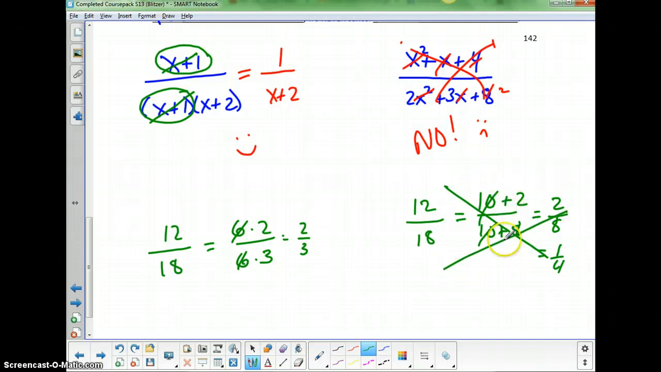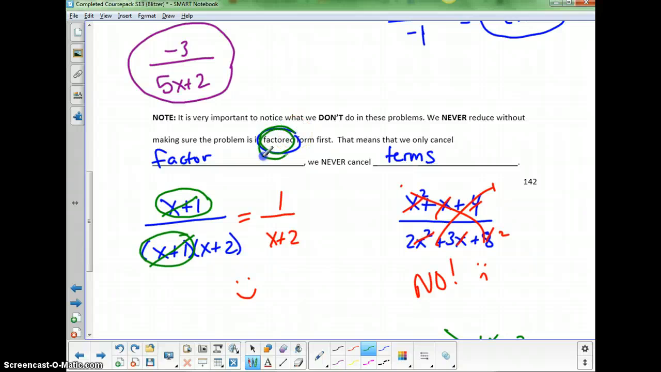So you have to make sure you cannot cancel terms. Terms are part of addition, so never do this. Only cancel once they're part of a product. And that's the reason, again, why it's very, very important to factor, making something part of a product.